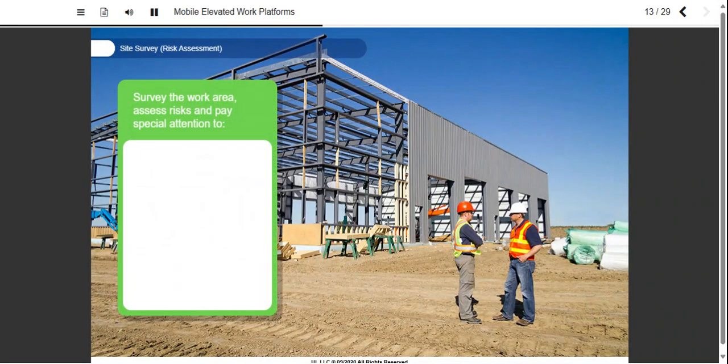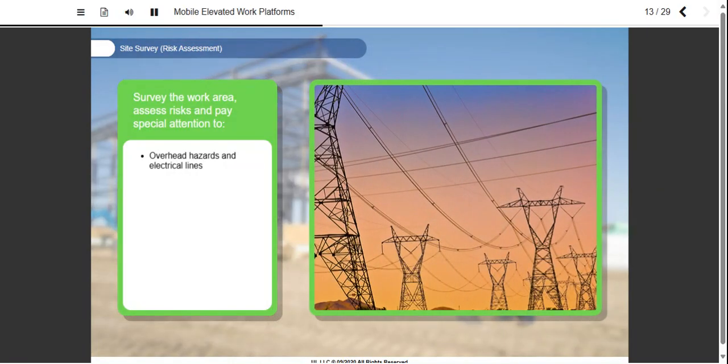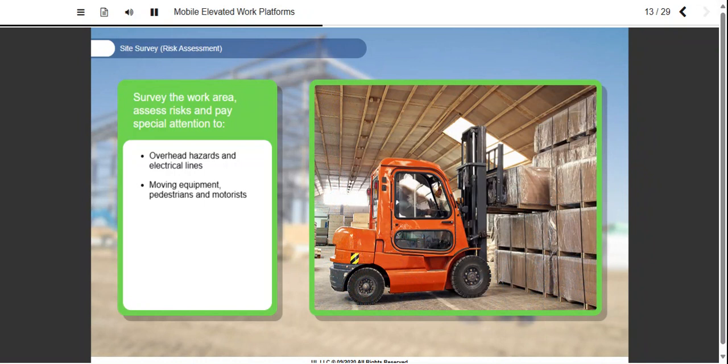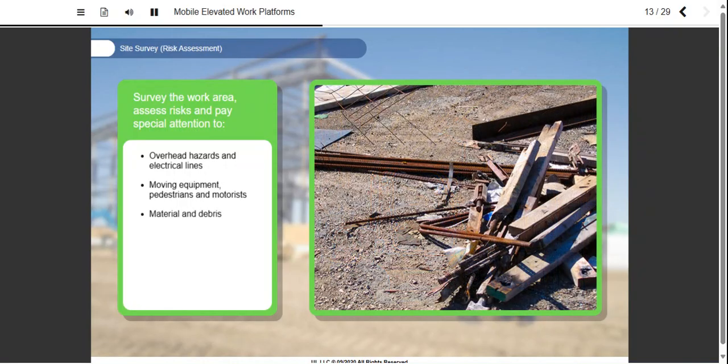Survey the work area where you will use the mobile elevated work platform for overhead hazards and electrical lines. Unforeseen electrical and mechanical hazards often become apparent when raising equipment. This effort to find and address potential hazards may be referred to as a risk assessment. Note where there is machinery and moving equipment. Be aware of pedestrians, motorists, and work activities going on around the area. Look for material and debris that may impact your work or travel.